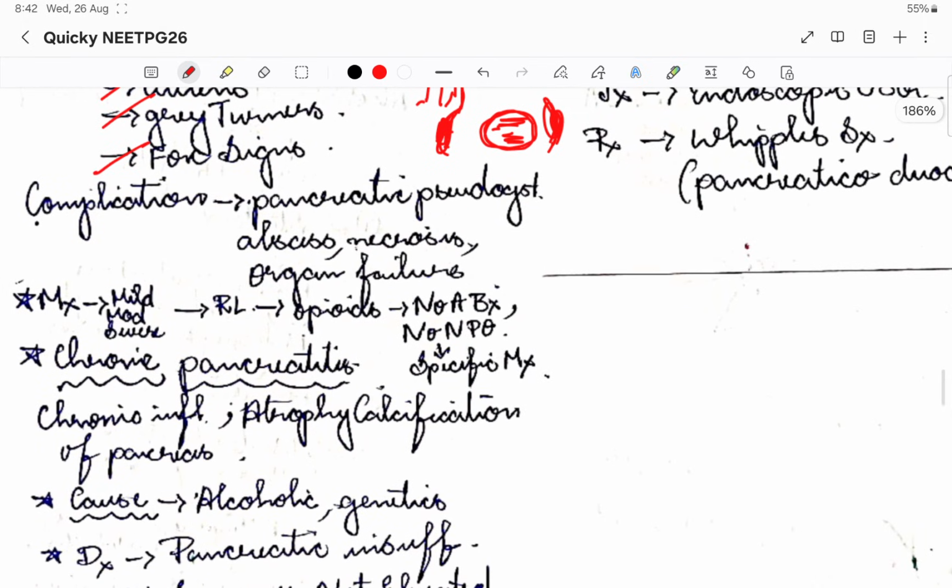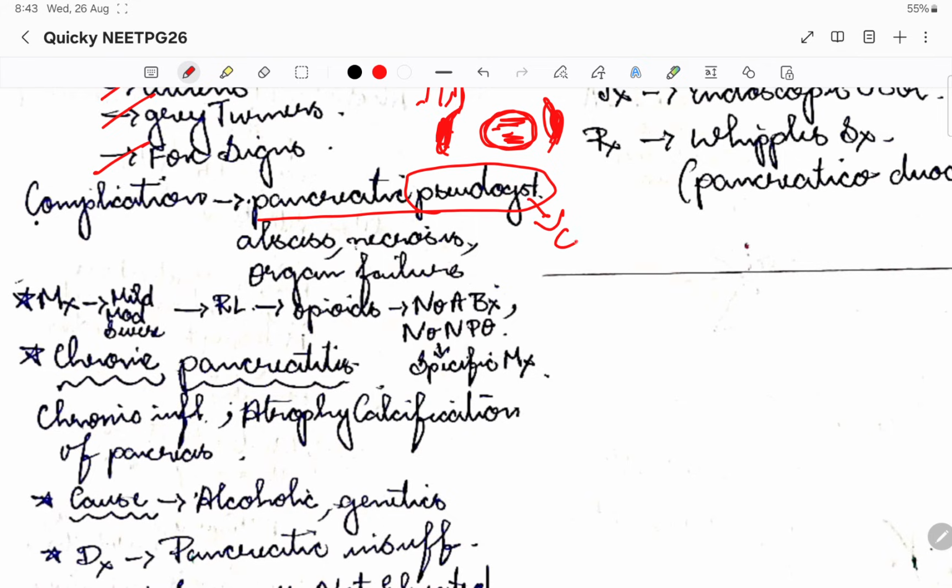How will pancreatitis complicate? It is basically a pancreatic pseudocyst. Please go and see a CT image or X-ray image of this, so they might ask you an image based question for pancreatic pseudocyst. Then there might be abscess, necrosis and organ failure that might happen.